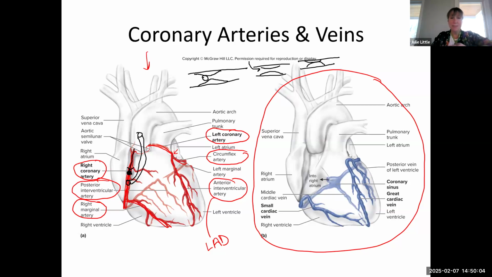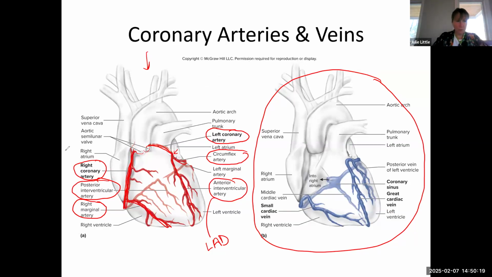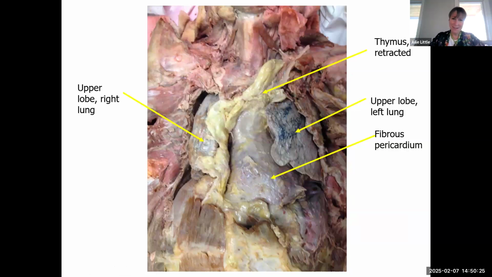I highly suggest that you look up those. My watch just told me it's time to stand up. I highly suggest you watch videos on bypass surgeries. They're fascinating. Okay, let's erase all that and see if I can go to the next page.